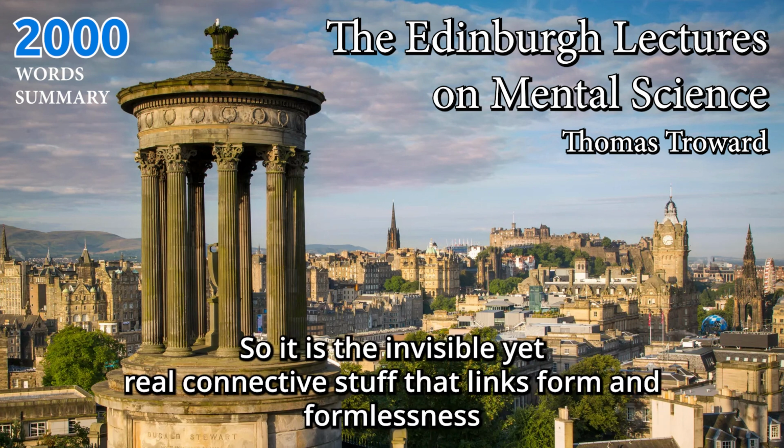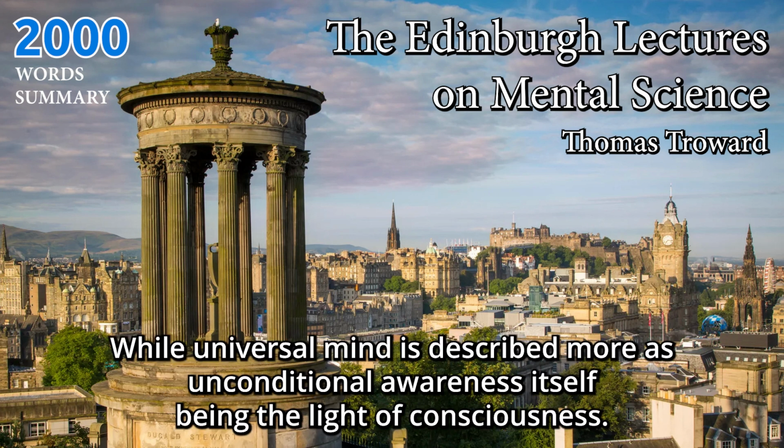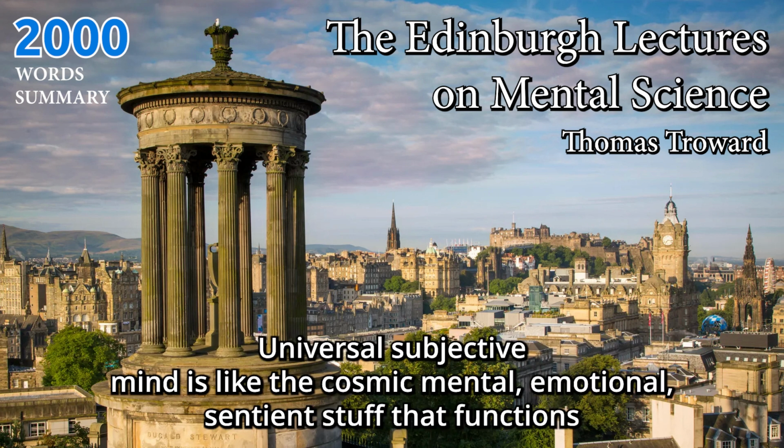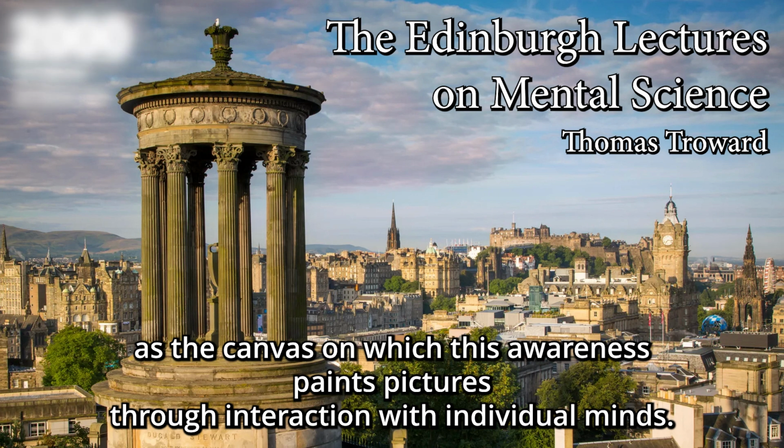So it is the invisible yet real connective stuff that links form and formlessness, through which pure potentials manifest as particulars. While universal mind is described more as unconditional awareness itself, being the light of consciousness, universal subjective mind is like the cosmic mental emotional sentient stuff that functions as the canvas on which this awareness paints pictures through interaction with individual minds.